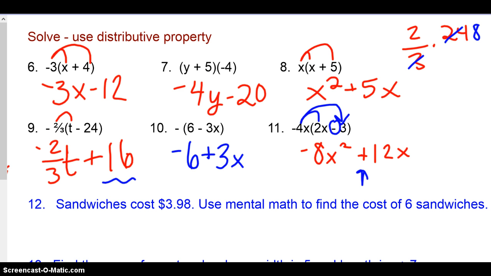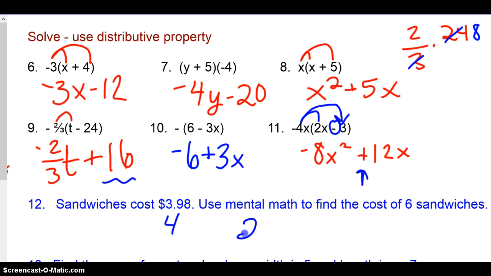If you don't, awesome. Number 12, here is where we use the distributive property in real life all the time. So sandwich costs $3.98. Use mental math to find the cost of 6 sandwiches. Here's what I would do. So if it's $3.98, really, what would you estimate to? I would say that means each sandwich costs $4.